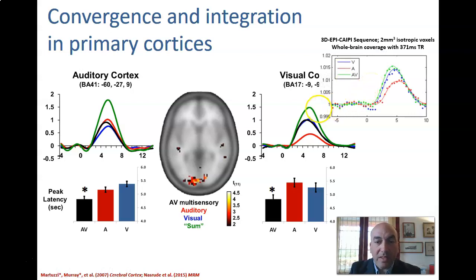More recent developments are using the same approach with a much faster TR. Here a TR of 371 milliseconds. And here what one can observe is that, again, the multisensory response has an earlier peak and a steeper slope than either the auditory or visual responses alone.